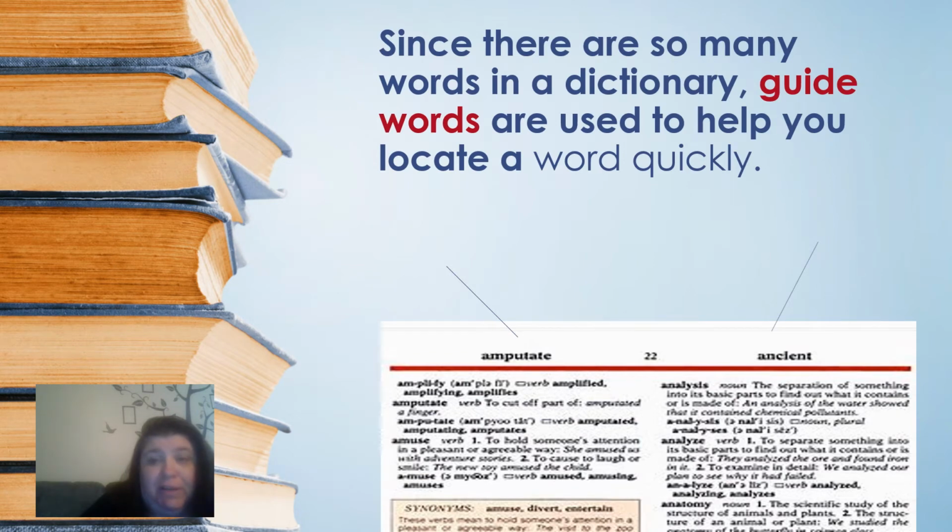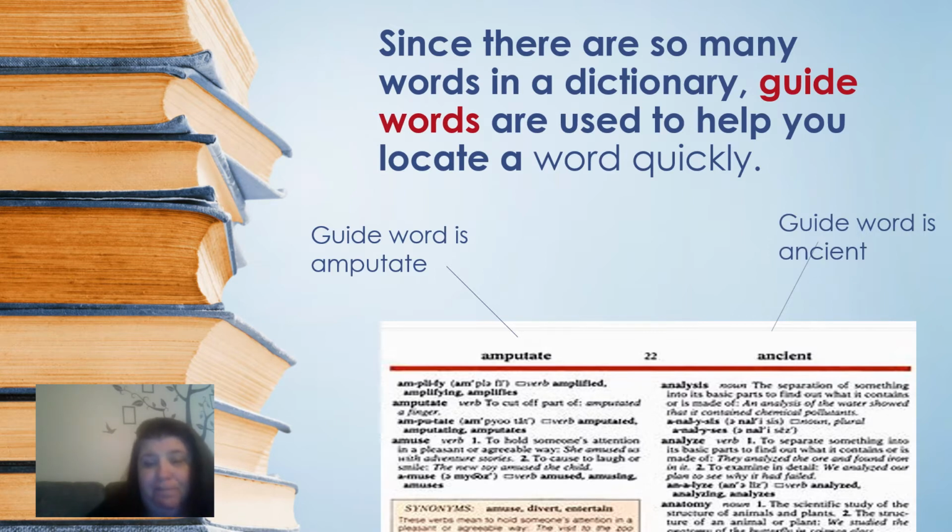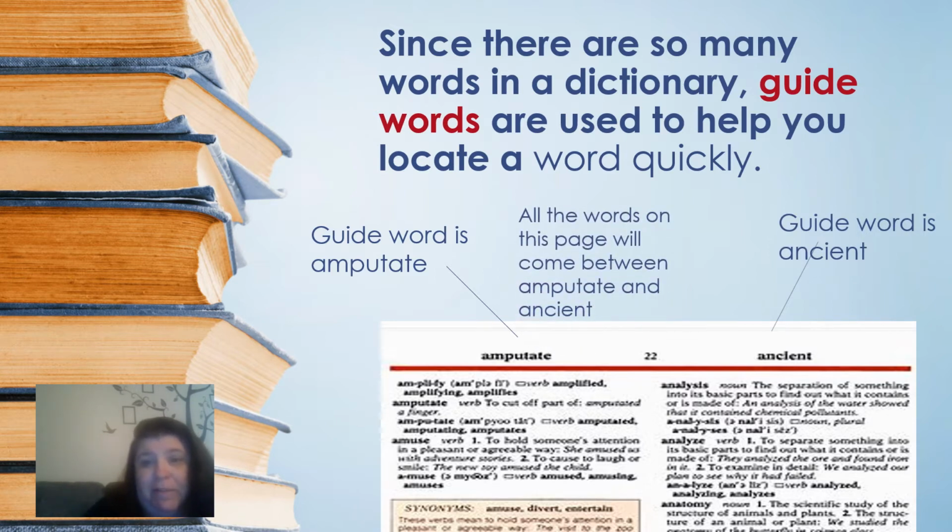Since there are so many words in the dictionary, there are guide words that are used to help you locate a word quickly. And usually they're the words that you'll find at the top of a page, such as those. On this page, the guide words are amputate and ancient. All the words on this page will come between those two words, amputate and ancient. So if we were looking for the word analyze, we would know that it would come between amputate and ancient because that's where it falls alphabetically.